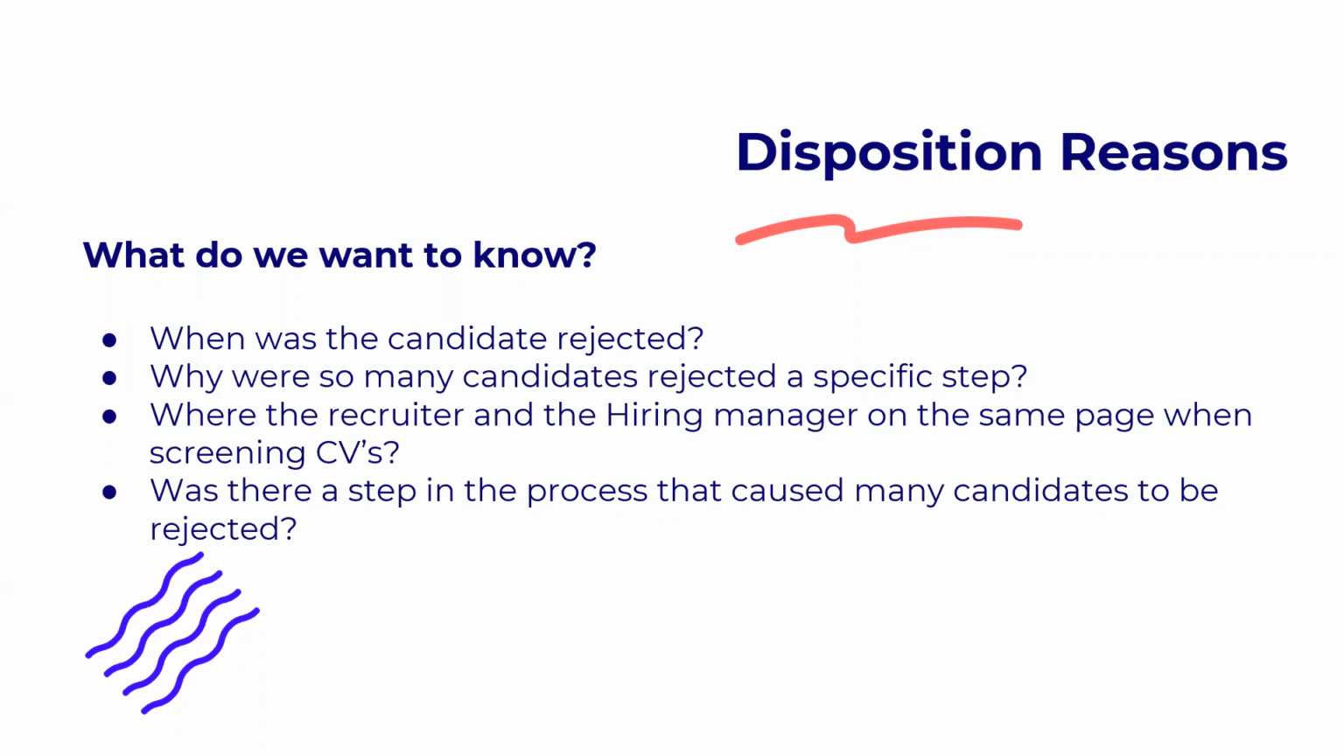Whereas there may be a step in the process that caused many candidates to be rejected. For example, maybe we have a technical test that is in the advanced stages, but only 10% of candidates pass this step. Maybe that's a step we want to bring up in the beginning of the process and avoid wasting candidates' time as well as our own. So disposition reasons can really teach us a lot.